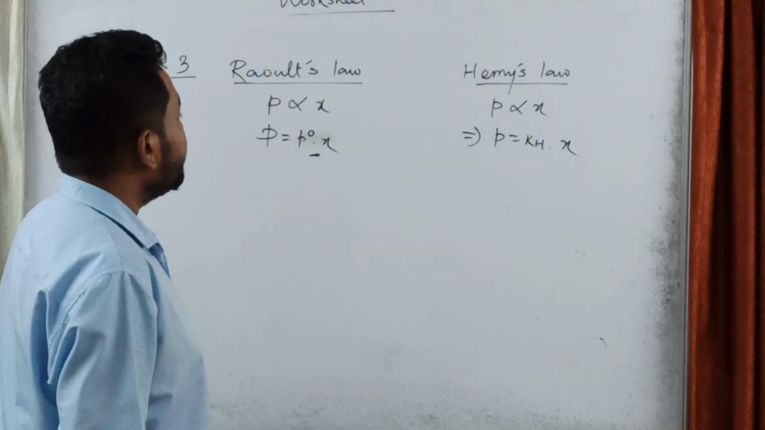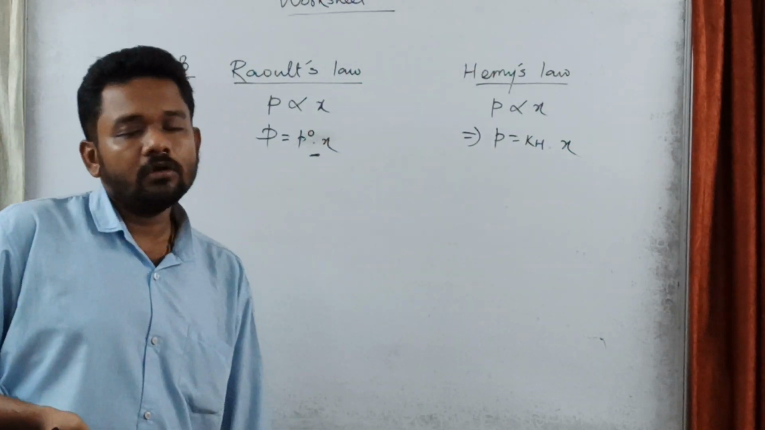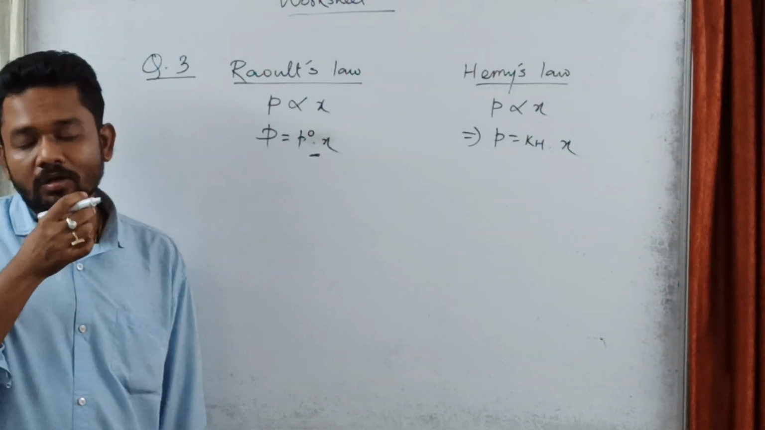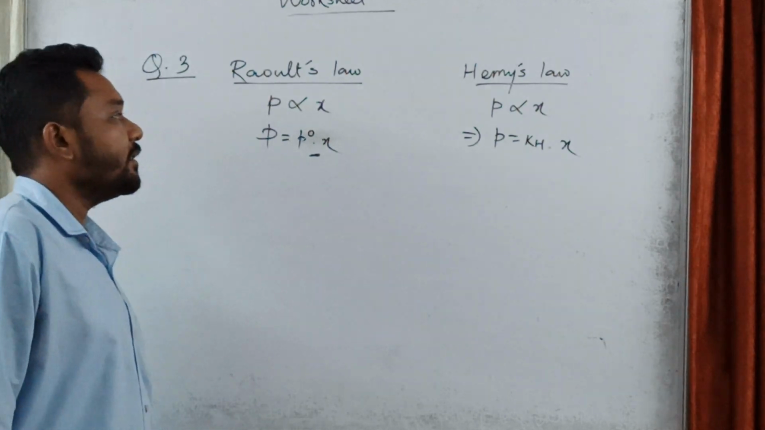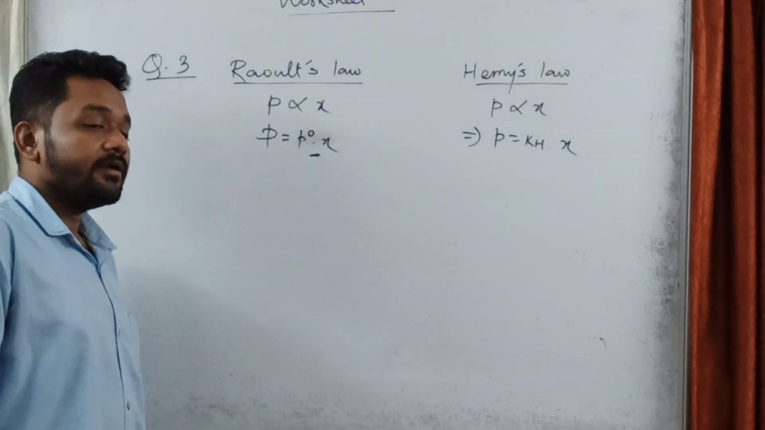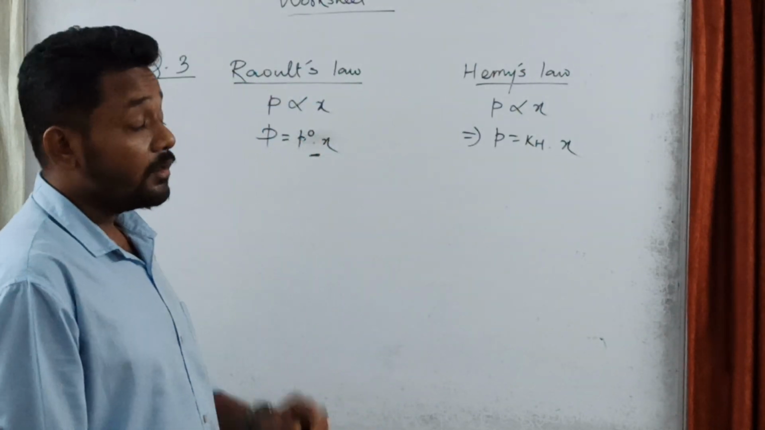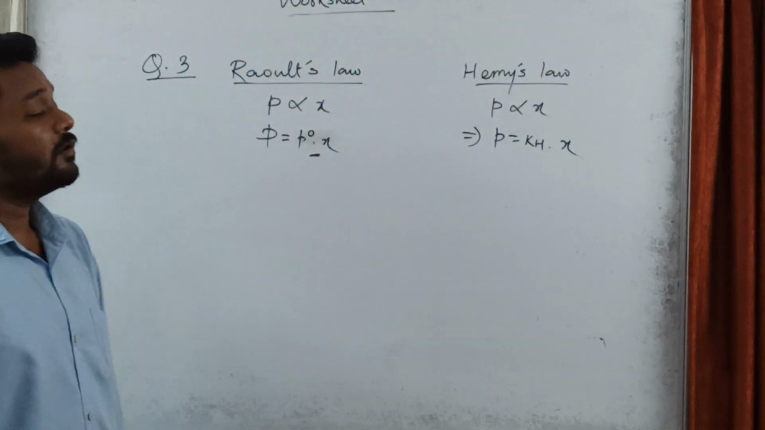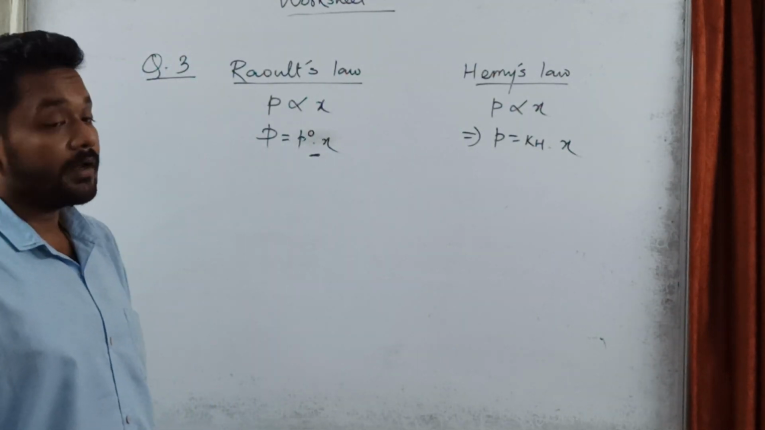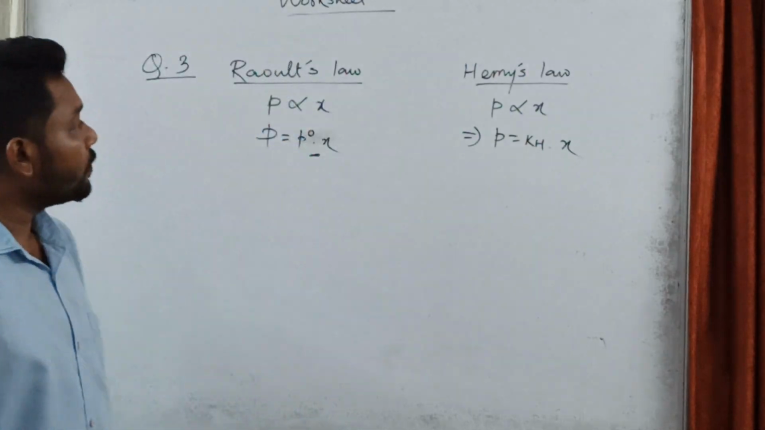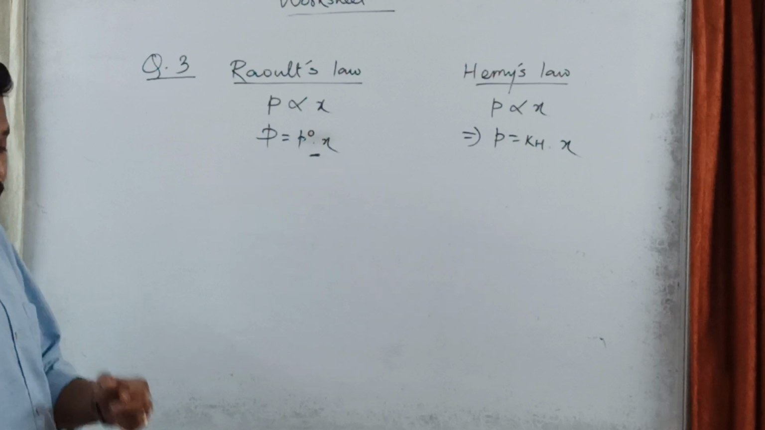So write down the similarity. In both these laws, it is stated that partial pressure is directly proportional to the mole fraction. According to Raoult's law, P varies as X, according to Henry's law also, P varies as X. Write down.